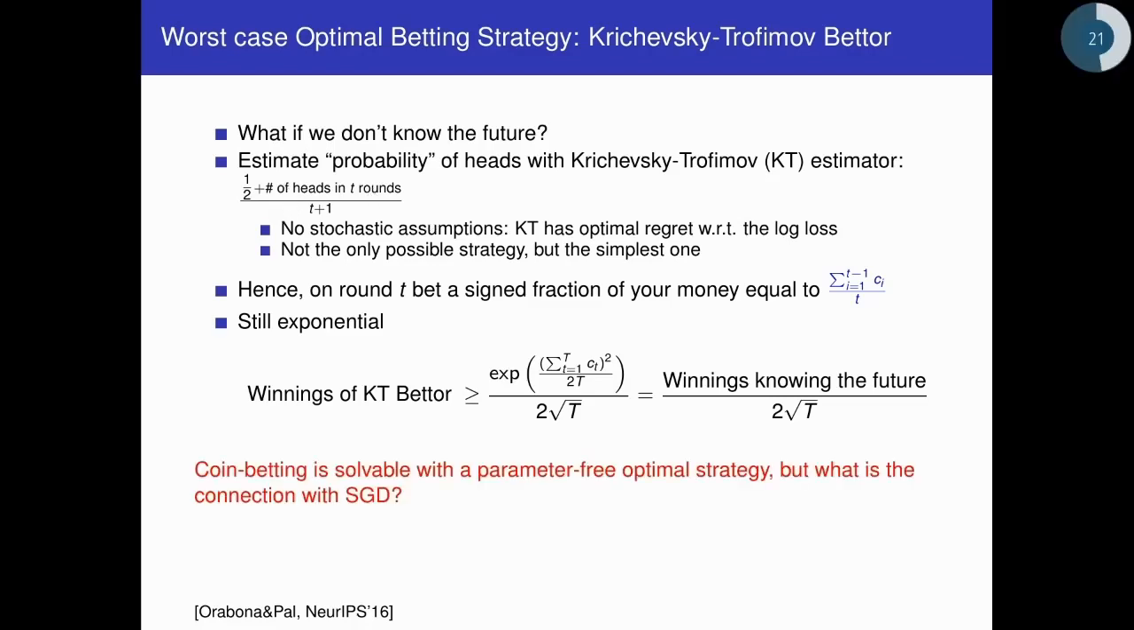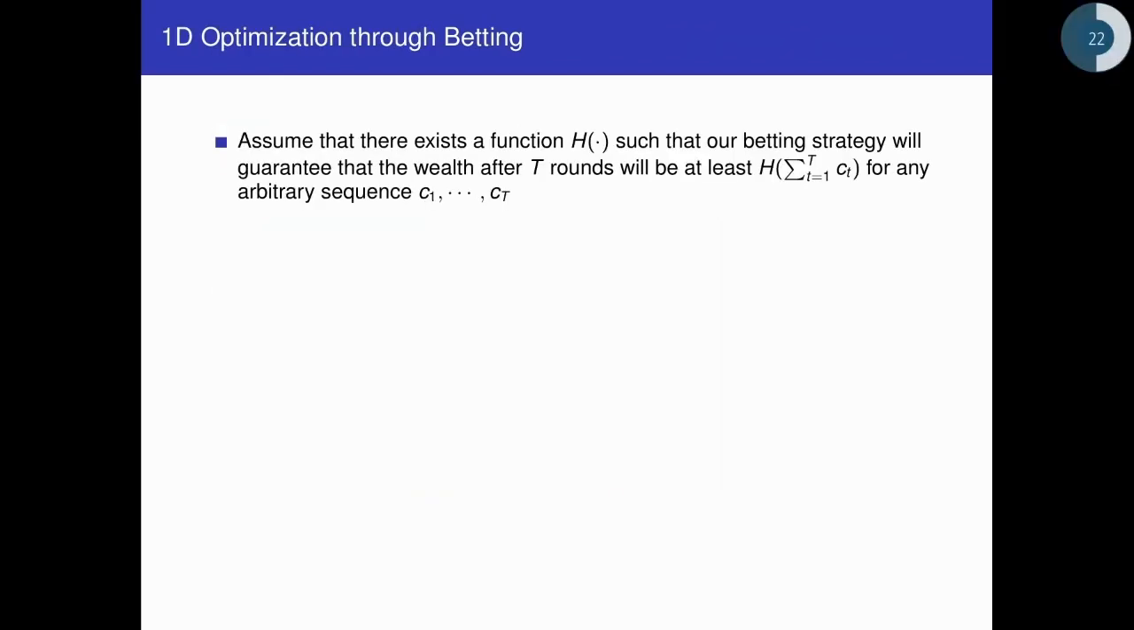So why is this interesting? What is the connection between this and optimization? Now, this is the most important slide here. I will show you in 2 lines of proof that you can always reduce optimization to betting. So this means that you can use a parameter-free betting procedure that guarantees you an optimal amount of money, and you can transform it into an optimization algorithm that will be parameter-free and will give you optimal convergence rate.